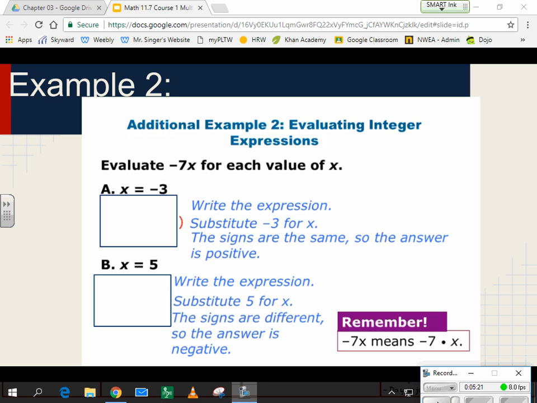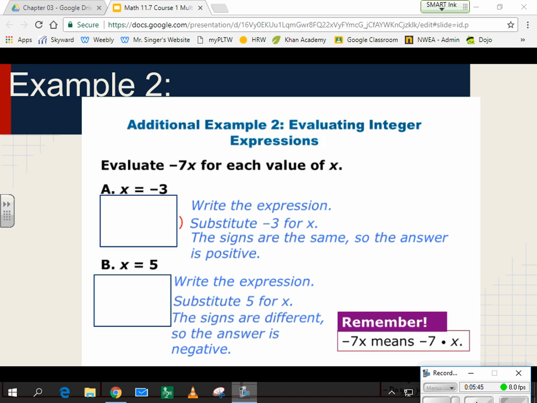So let's talk a little bit about what you can do with trying to solve for a variable. So here our expression says evaluate -7 times x. Now for the direction it says for each value of x, but we don't know. For A and B, you're given the specific numbers. So all you need to do is multiply using the information that you see.